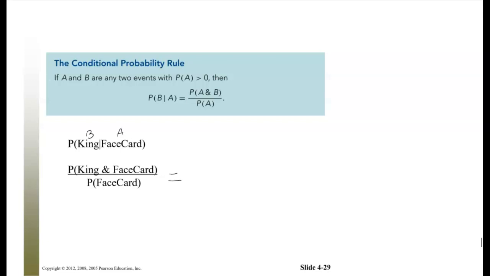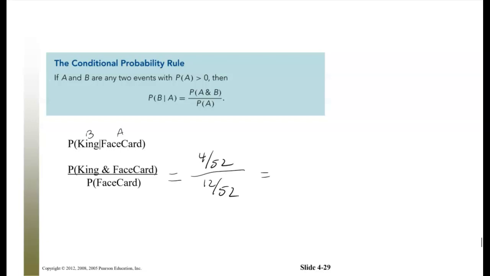So using the formula, let's go through the probability. King and face card. What's the probability of getting a card that is both a king and a face card? Well, there are 4 cards that have this attribute, right? So it's 4 out of 52. And then divided by the probability of just getting a face card. So how many face cards are there in a deck of cards? We've already stated there are 12. So that's 12 out of 52.